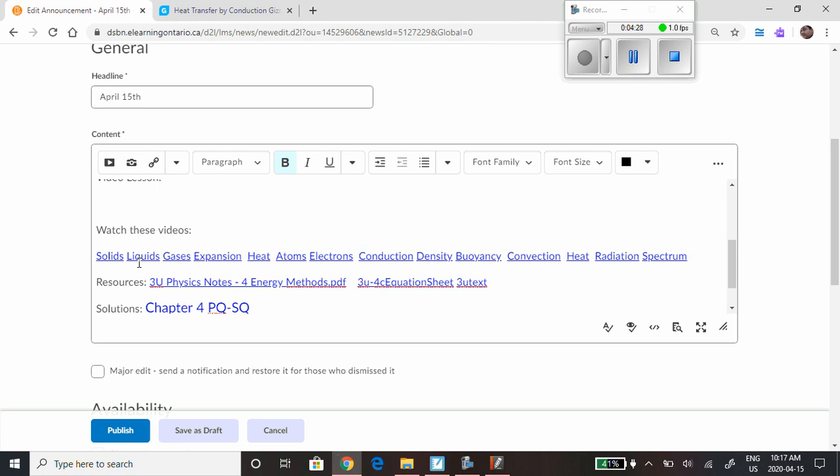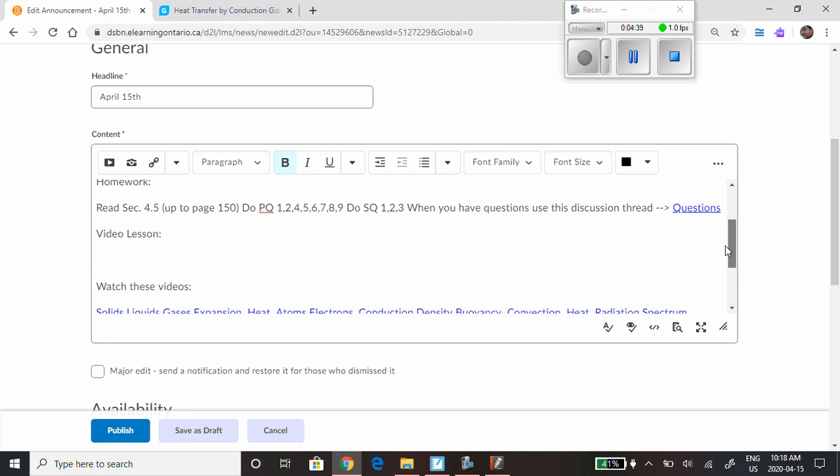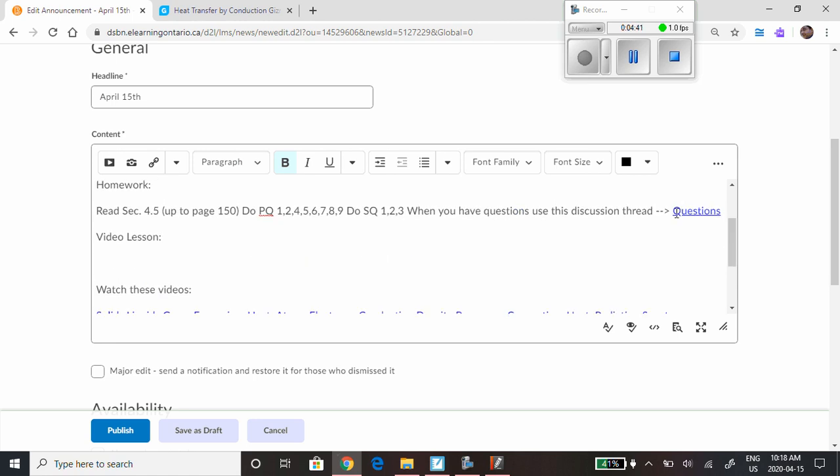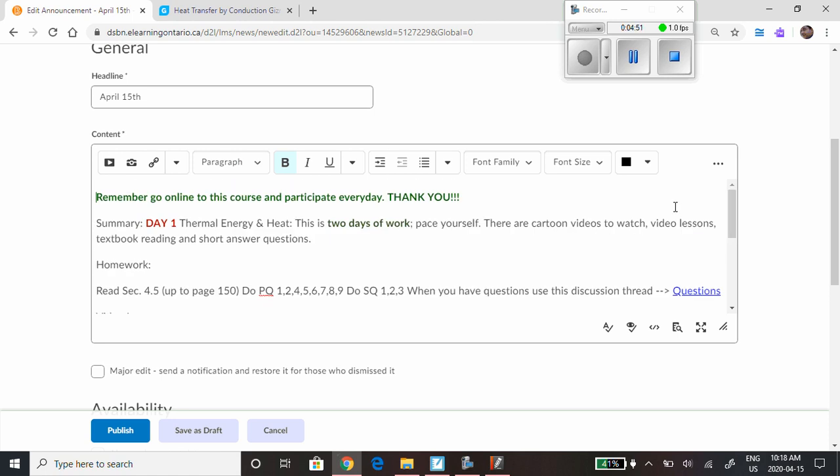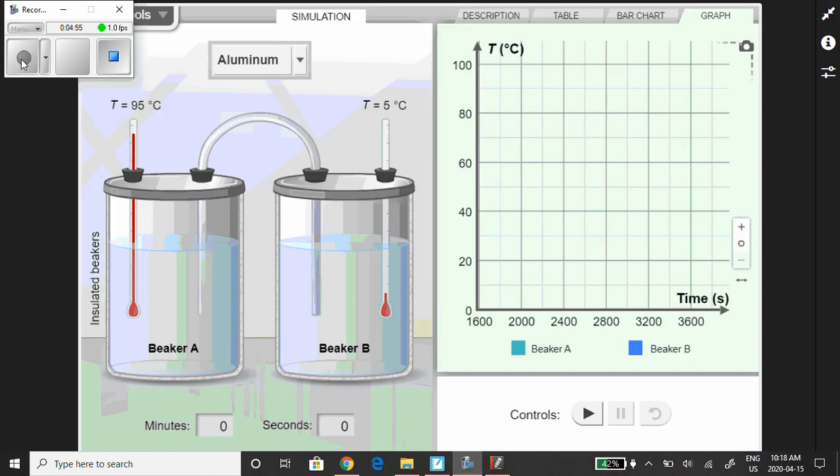And then when you do your homework and you want to check your work, it's right there. You can check your work right there. But if you still have questions, "I've done the homework, sir. I still have questions." Look, we've got our discussion thread. You can just click on that and start asking questions. So there is a lot of work, 2 days. Pace yourself, please.